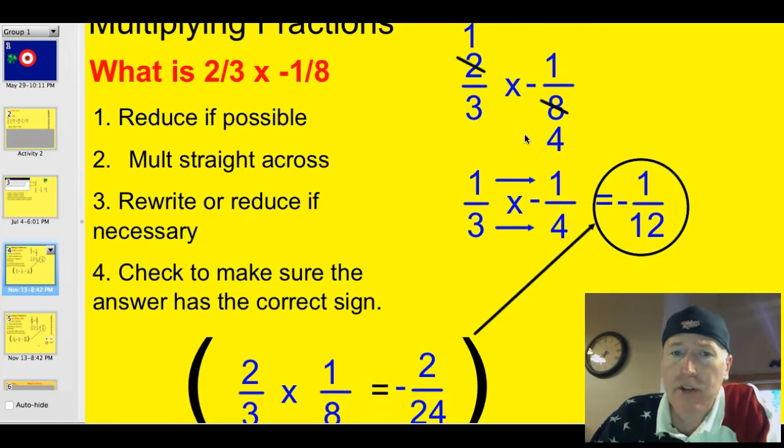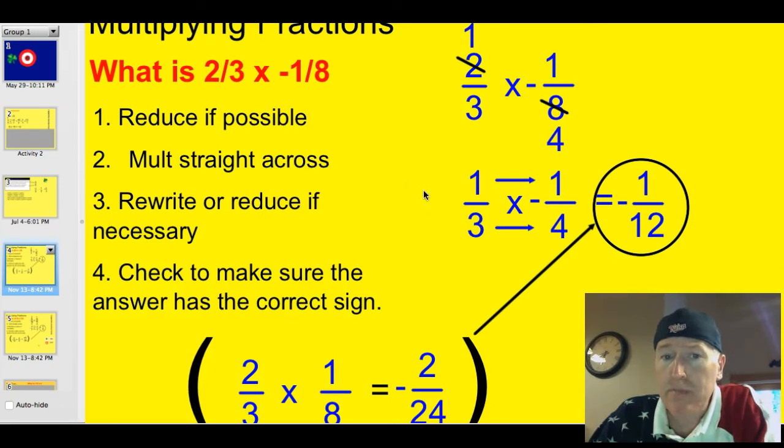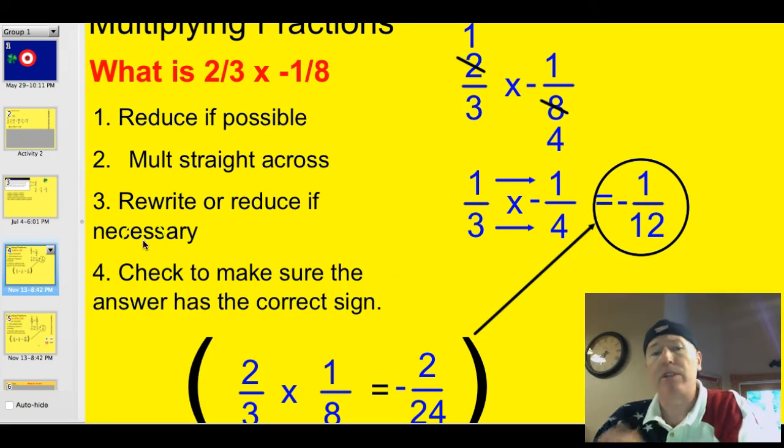A couple of things here to remember. Reduce if possible ahead of time. Multiply straight across. Make sure you rewrite that problem. I think that's really important so you have a clean set of fractions that you're working with. And then check to make sure that your answer has the correct sign.